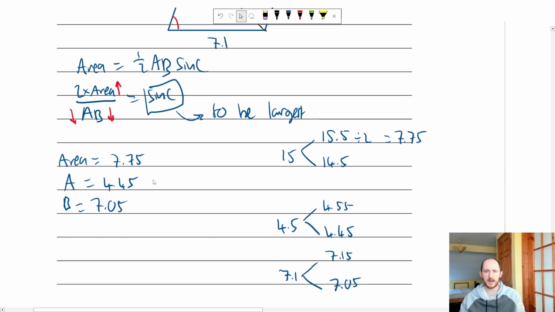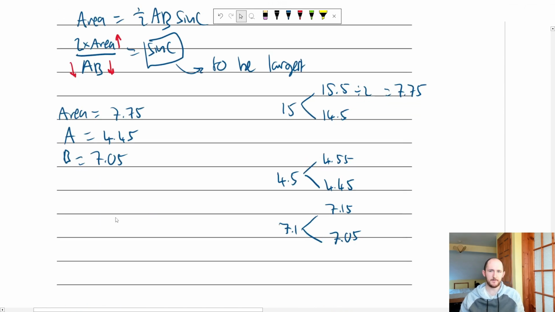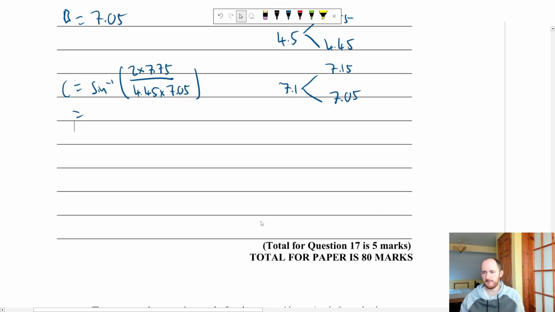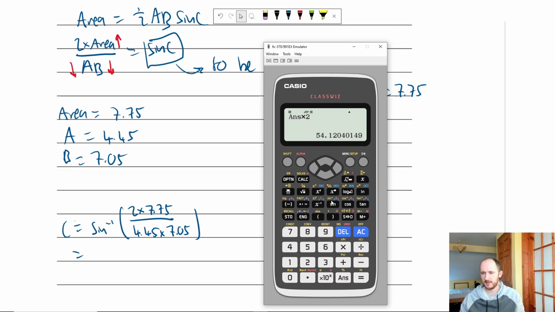So now we can work out C and we're done. That's it. So C is equal to the inverse sine, 2 times the area, so 2 times 7.75, over 4.45 multiplied by 7.05. That gives me my answer. 5 marks. Final question of the paper. Bob's your uncle, whatever else you want to say.